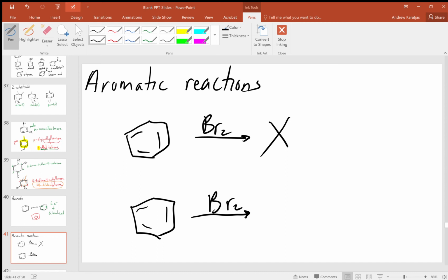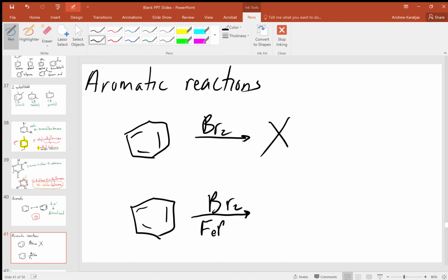So if you recall, when we did bromine with an alkene, the alkene went away and we got two bromines where the alkene was. We don't get anything like that with an aromatic ring. And again, that's largely due to the stability. That aromatic ring is very, very stable, and so it doesn't want to go away. And if we got rid of one of those double bonds, then our product would be a lot less stable.